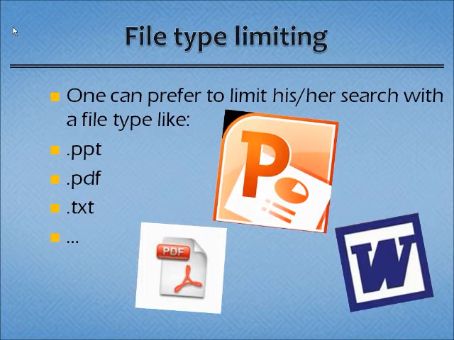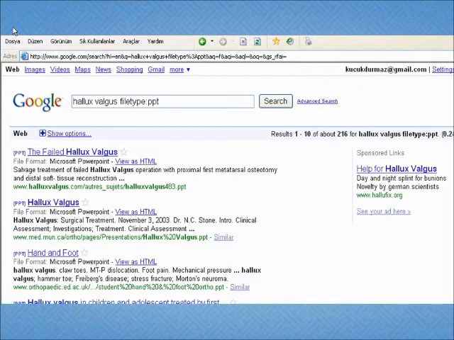We also can limit the file types. This is also a very useful instrument, and it works in Google, Yahoo, and the other operators. If we are looking for a specific file type, let's say PowerPoint or Word document or PDF or whatever, we can do it with this instrument.